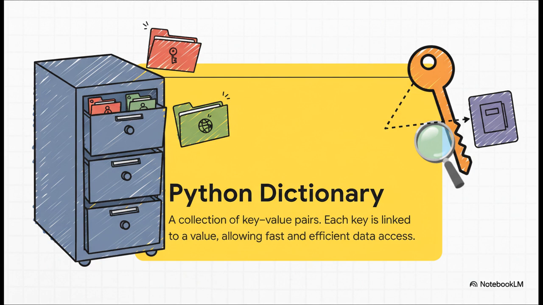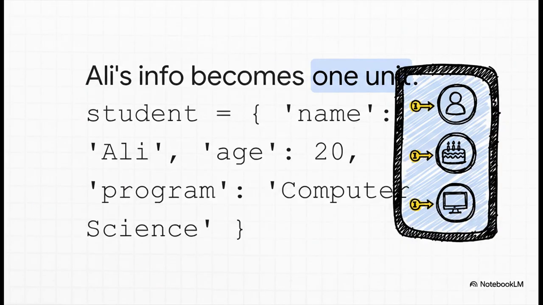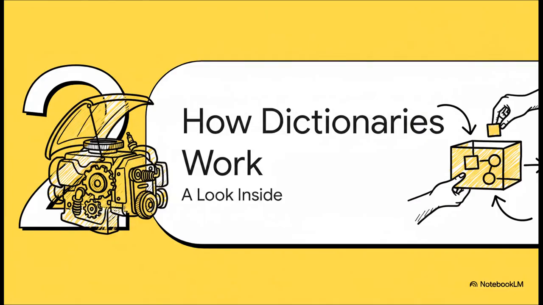So let's go back to that filing cabinet idea. A dictionary lets you take each piece of info, put it in a file, that's the value, and then stick a unique label on that file. And that's what we call the key. And here's what it looks like in actual Python code. We create our dictionary, we'll call it student. Then we have a key name, which points to the value Ali. The key age points to 20. See how that works? It's just a super clean and readable way to bundle all of Ali's info into one neat little package.